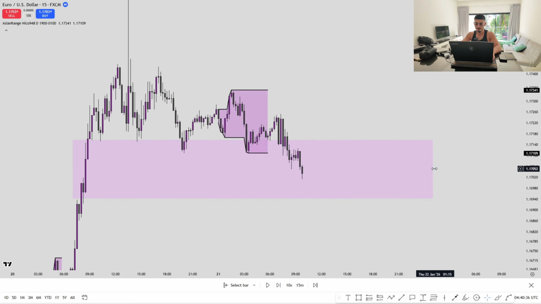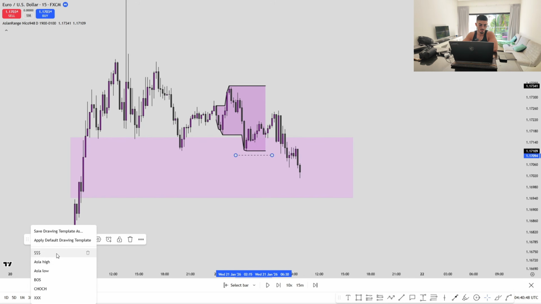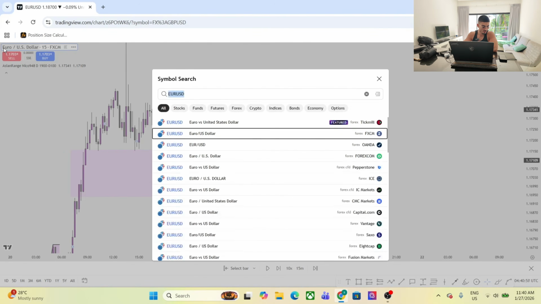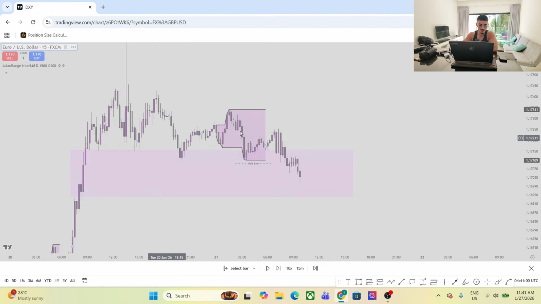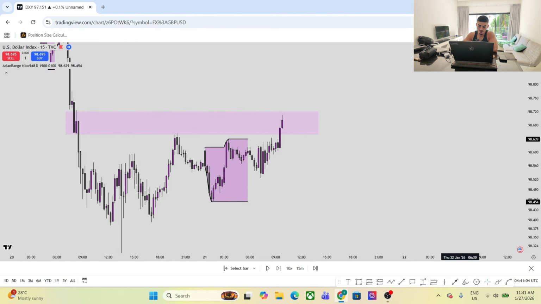Once it had started to fill most of that fair value gap, after taking out, really important to mention as well, the Asia low right here, which is another confluence for my strategy, then price started to show signs that it was about to reverse. However, I didn't go ahead and take this buy just yet because I was really waiting for that DXY confirmation from this fair value gap.